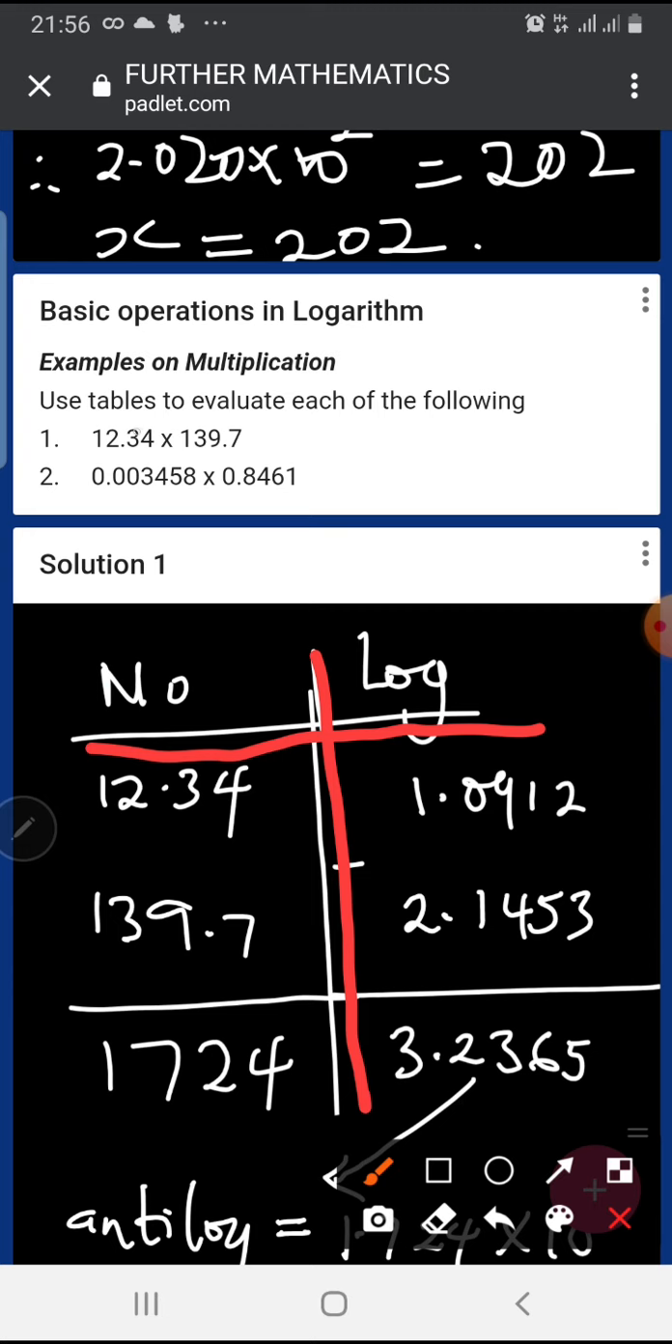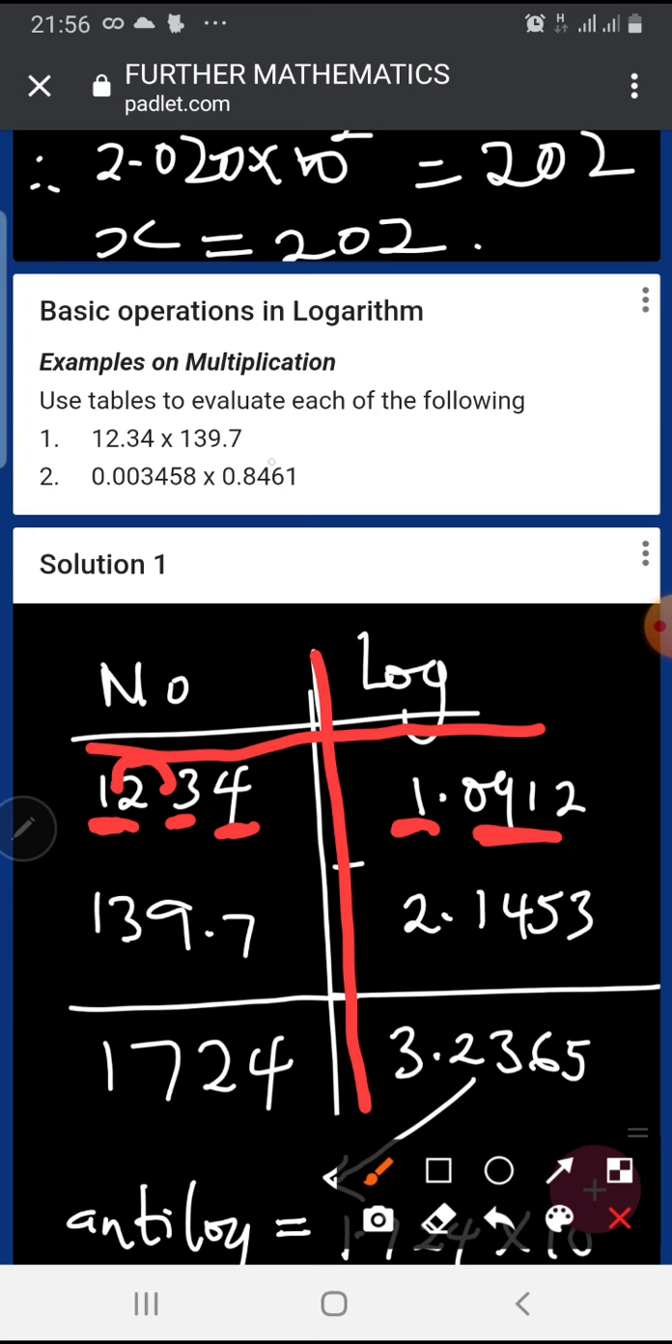The first number here is 12.34. If you convert it to standard form, the point will move once. So if this point is expected to move once, it means your characteristic is 1. Then you check 12 under 3 difference 4. If you check 12 under 3, difference 4, it will give you 0912. So you put it as your mantissa.